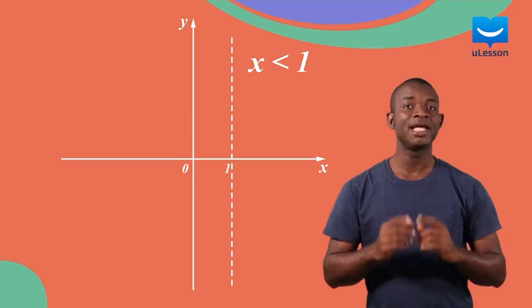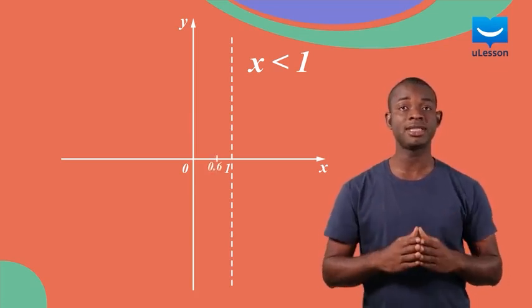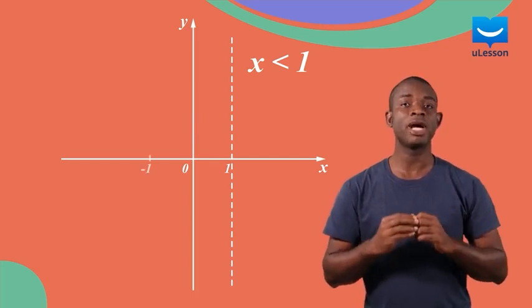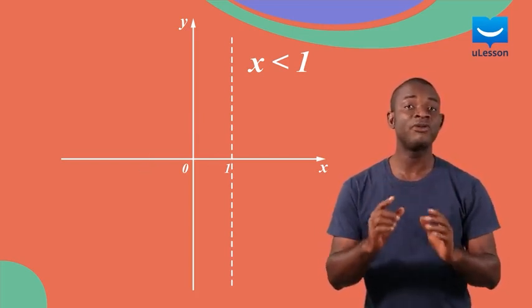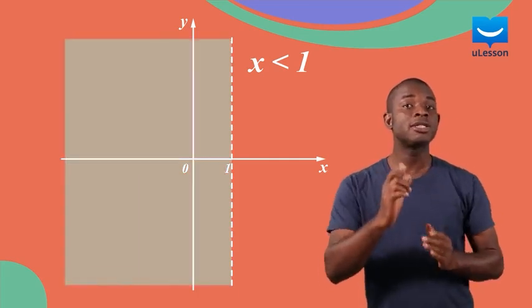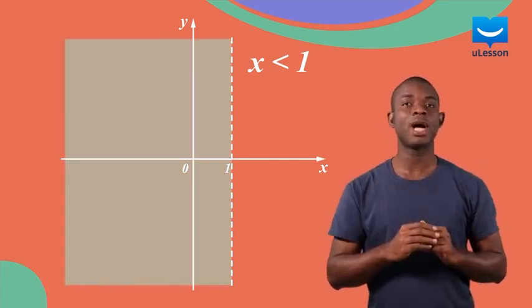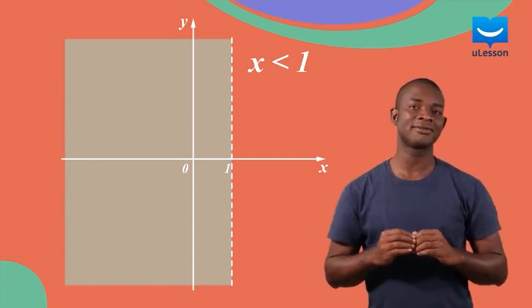But there's more. X is less than 1 means that x can be 0.6, x can also be minus 1, and so on. Hence, to get the region of possible values of x, we know from the line that this part contains numbers that are less than 1. Therefore, this is the region of possible values of x.